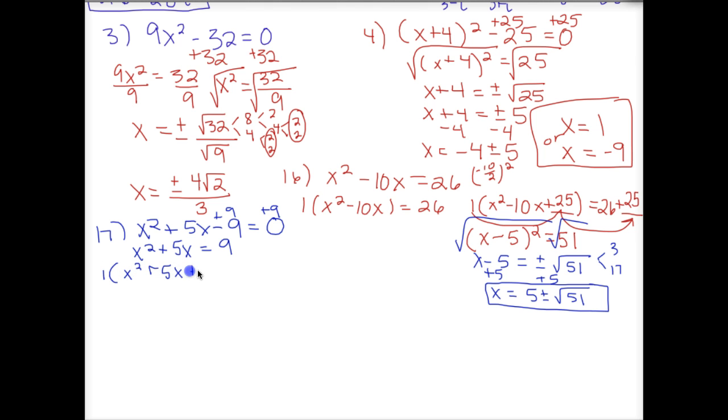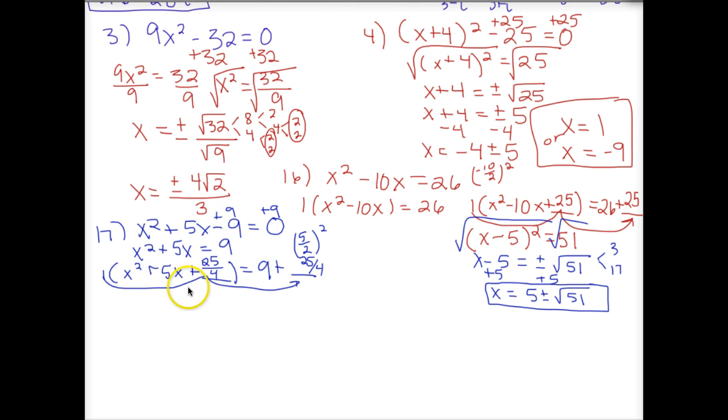Then add your blanks. Here, b divided by 2, 5 divided by 2 squared. 5 divided by 2 doesn't come out evenly, which means this is a case where I'm going to have a fraction. So square the top, 25. Square the bottom, 4. So 25 fourths. Because this was a 1, the right side blank is going to be the same.